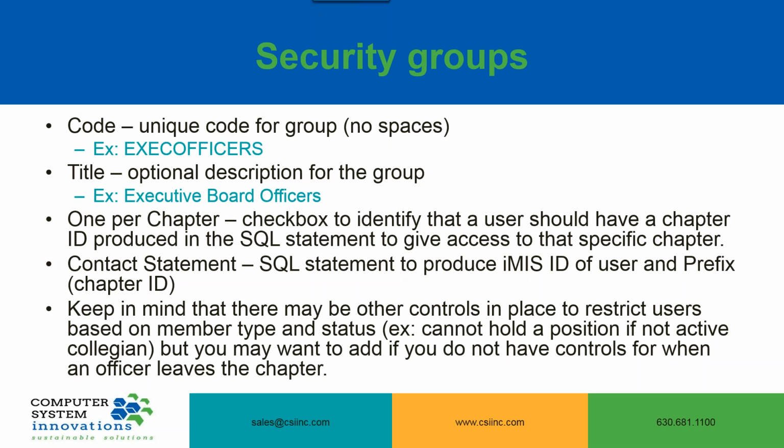and not all chapters. In other words, your SQL statement should define the prefix or chapter ID that they will have access to. Normally the chapter ID, or otherwise known as group ID, comes from the committee activity that designates them to the position. You then will add the SQL statement that should have two rows, or produces two rows. One's the user IMIS ID, and one is the chapter ID.